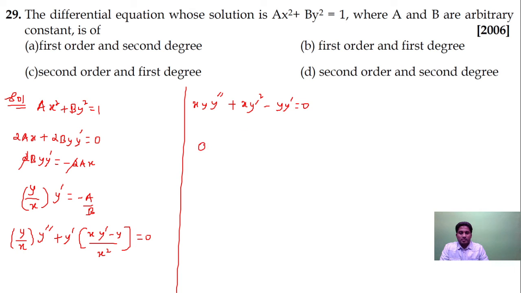So order will be equal to 2. Yes, order is 2, degree is 1. Okay, answer is option C, guys. Y double dash, right? Order 2, power is 1. So answer is option C.